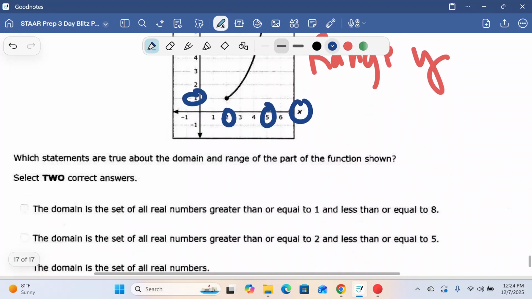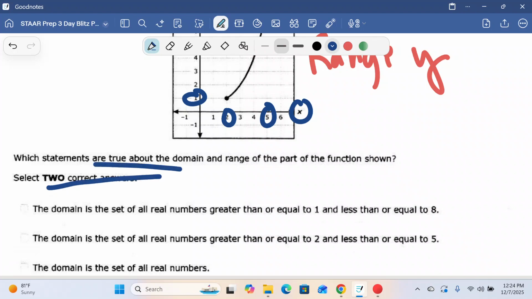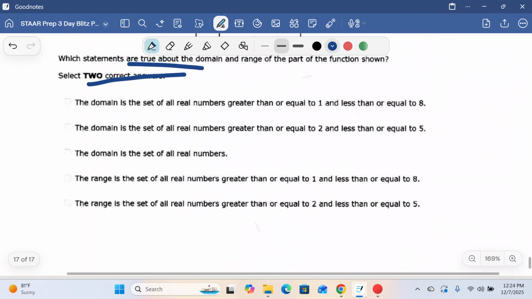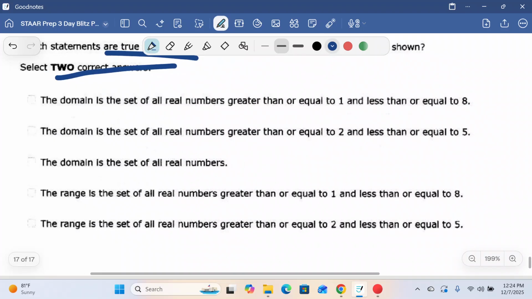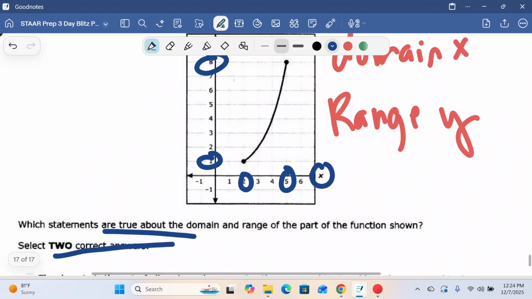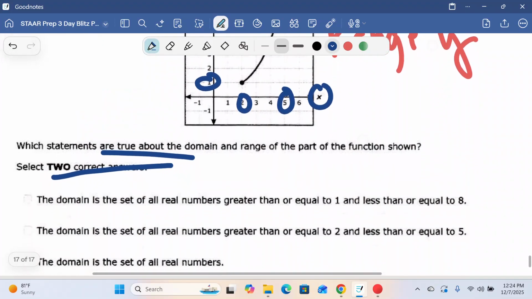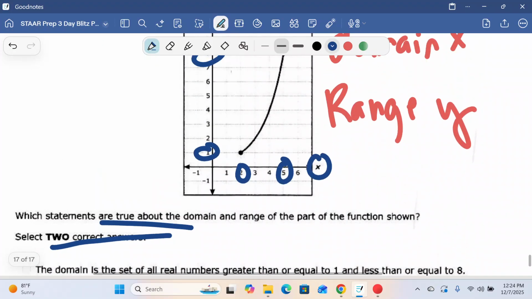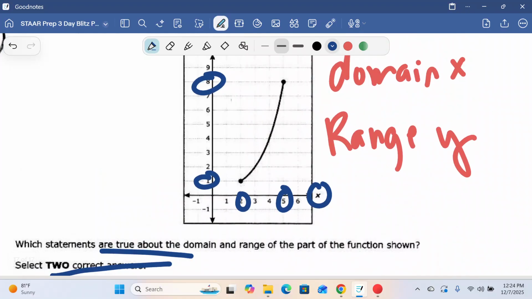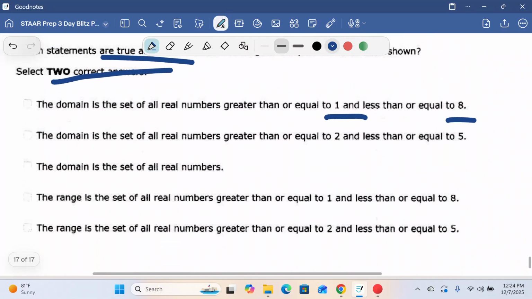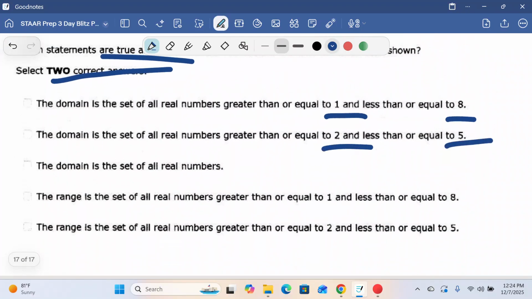So now they want 2 true statements about domain and range. If I look at every single one, my domain is a set of all real numbers greater than 1 and less than 8. So I'm going to look at my domain. Is my domain 1 and 8? My domain is not 1 and 8. It is 2 and 5. So the only one that is correct is this one, and that is one answer right there.